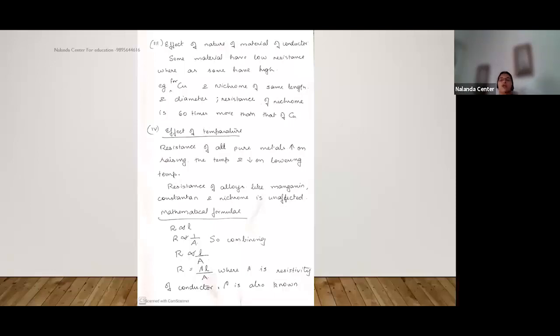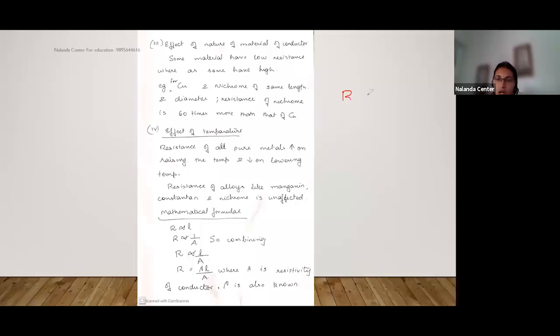Now coming to the effect of temperature. If you see pure metals, the resistance is going to increase when you increase the temperature. Resistances of alloys like manganese, constantan and nichrome are going to be unaffected by the temperature. Now, what is the mathematical formula of resistance?